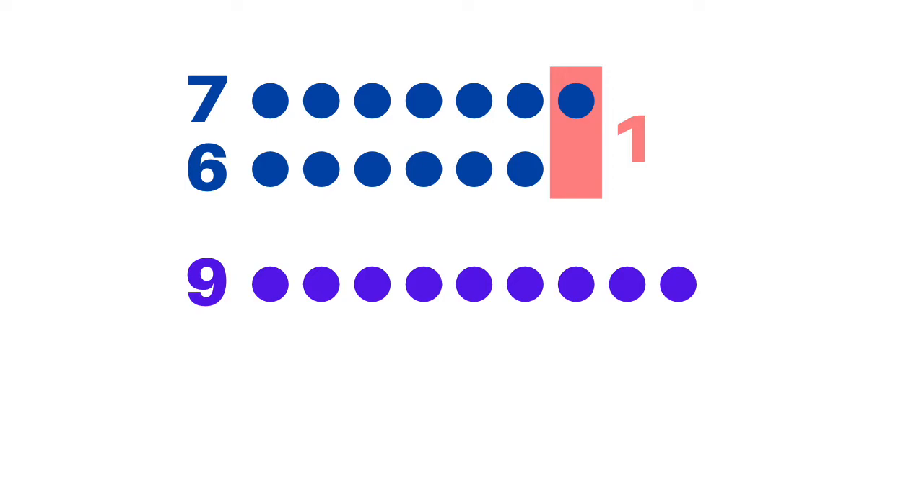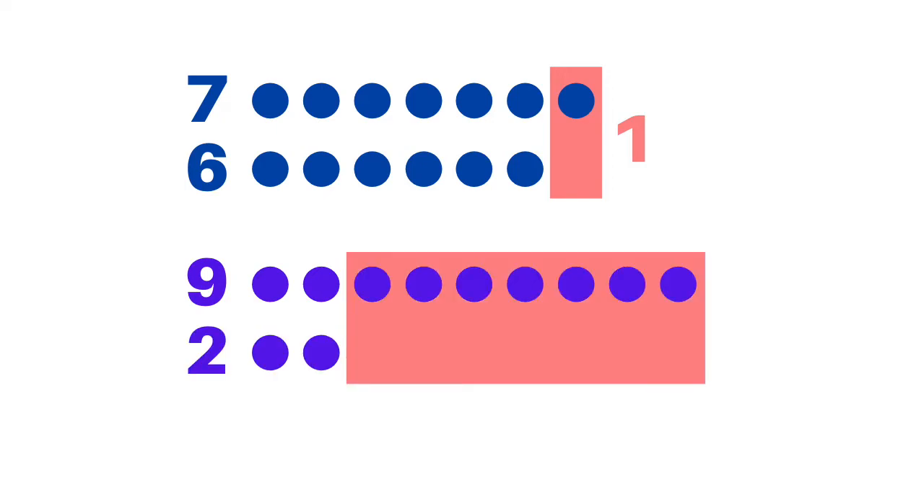We can do the same thing for 9 and 2. Here's 9, here's 2. The difference between these two numbers is the part in red. The row of 9 has 7 more than the row of 2, so we could say the difference between these two numbers is 7. And that's what the word difference means in math.